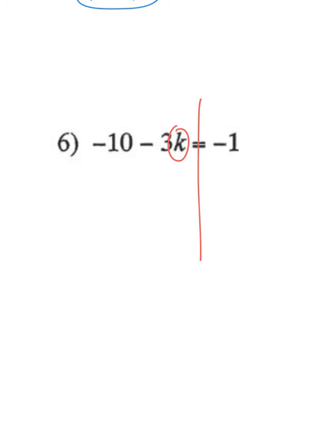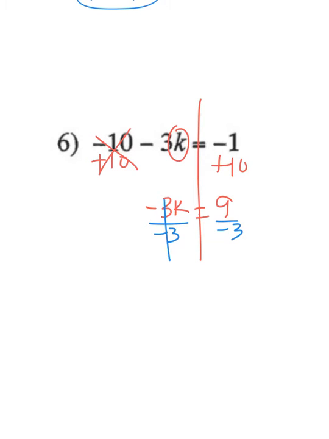Equal sign, variable. So I'm going to start over here. Plus 10, that goes away. Look how easy that goes away. Negative 3k, and negative 1 plus 10 is going to be 9. Divide by negative 3, k equals negative 3, because 9 divided by negative 3 is negative 3.